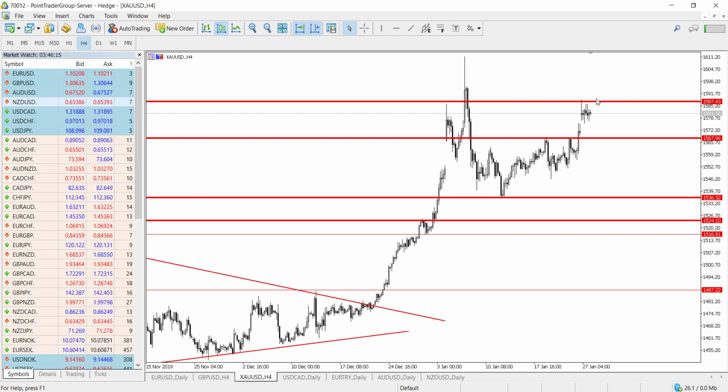On the other hand, if the level of 1587 is broken to the upside, this means the price might continue going upwards to reach 1600.